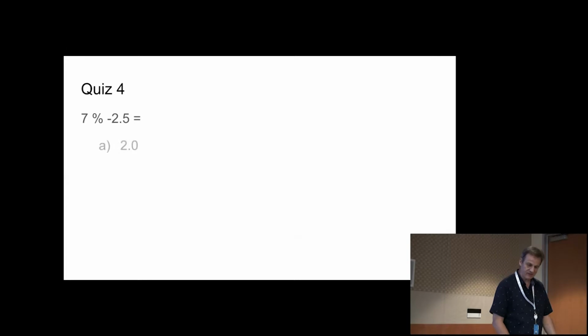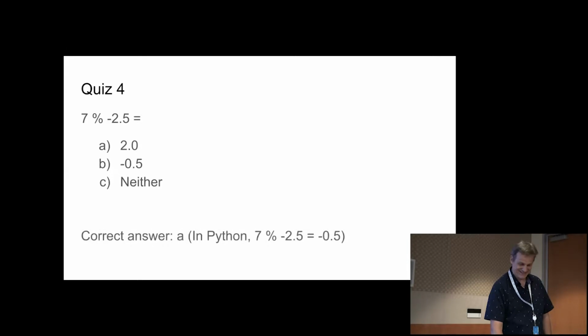So what about 7 modulo -2? Is it 1, -1, or neither? Who says neither? Well, the correct answer is A. So, are you confused? Absolutely. So what are the rules?